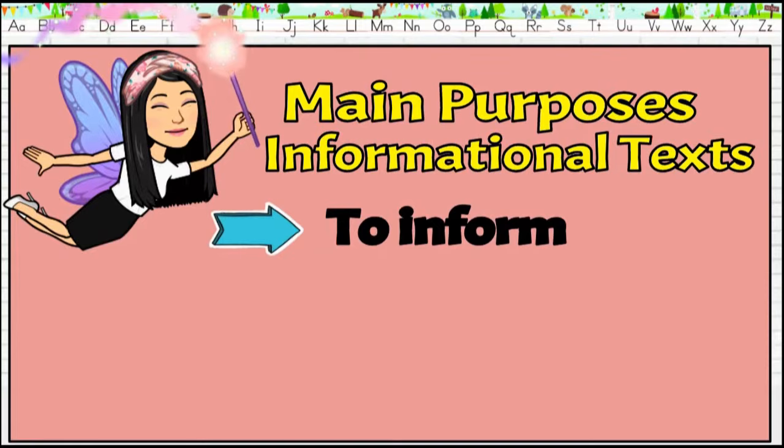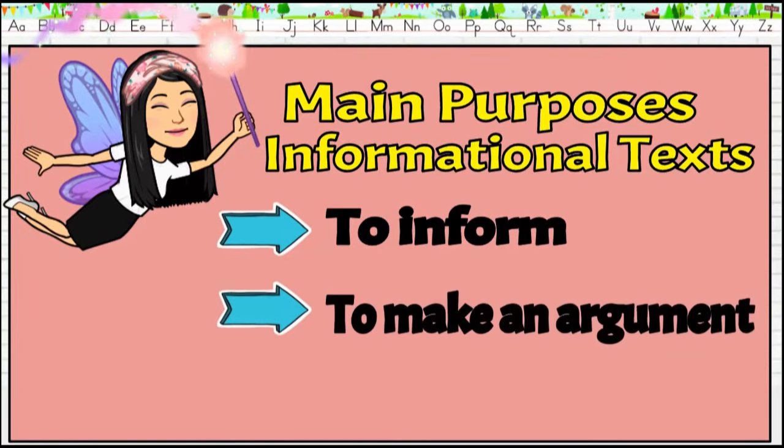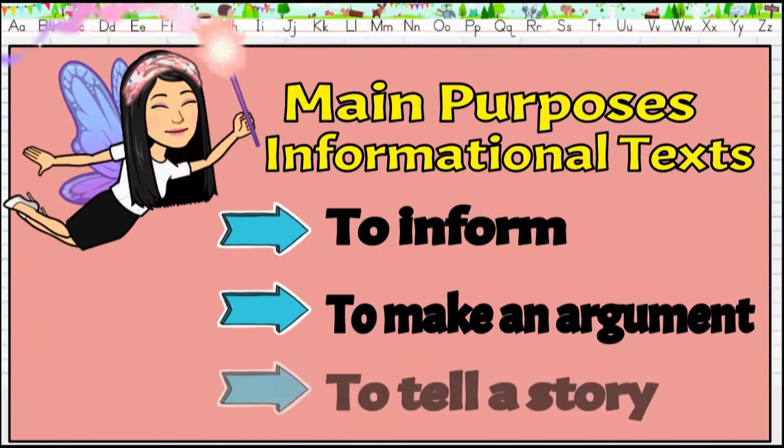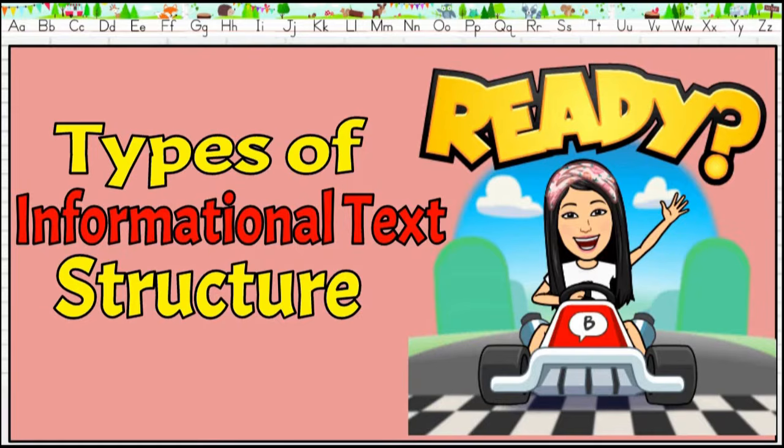The vast majority of informational texts are written for one or more of these three purposes. One is to inform, another is to make an argument, and the third is to tell a story. To achieve these purposes, authors use the following 5 text structures.